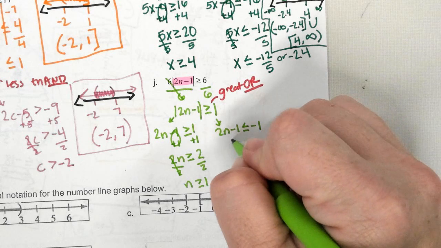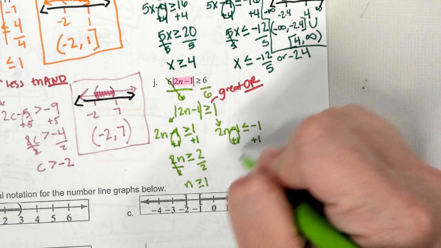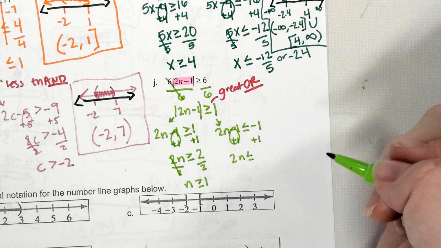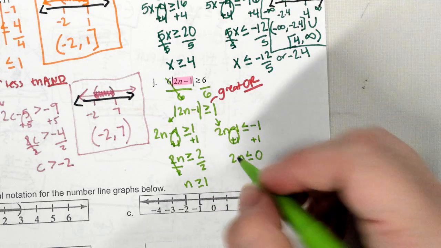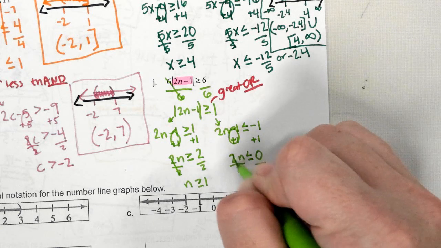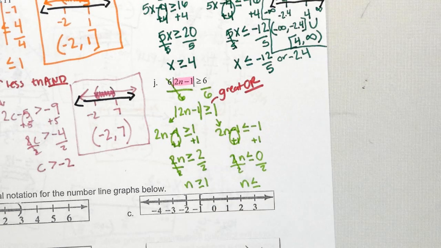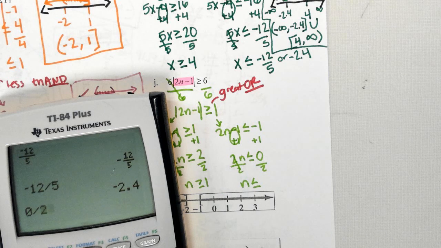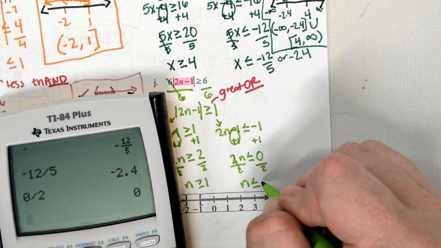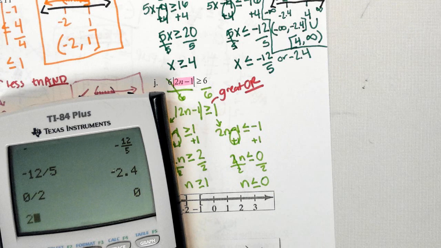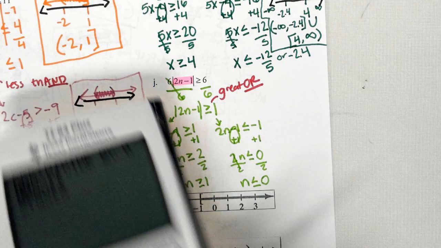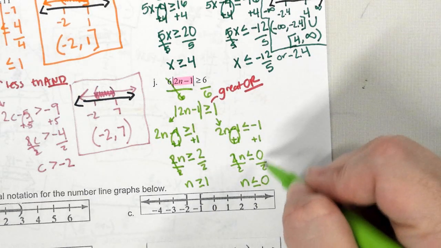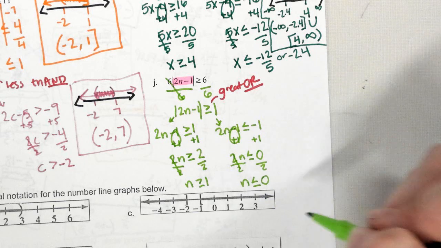Same concept over here. Plus 1. I get 2n is less than or equal to, what's negative 1 plus 1? 0. 0 is okay. Divide by 2, and you get n is less than or equal to, well, if you're unsure, 0 divided by anything is 0. However, if you ever have 2 divided by 0, it'll tell you it's not possible. You cannot divide, 0 is not allowed to be on the bottom. That would not be a thing. But it's okay on top. Okay, so these are the numbers we have.